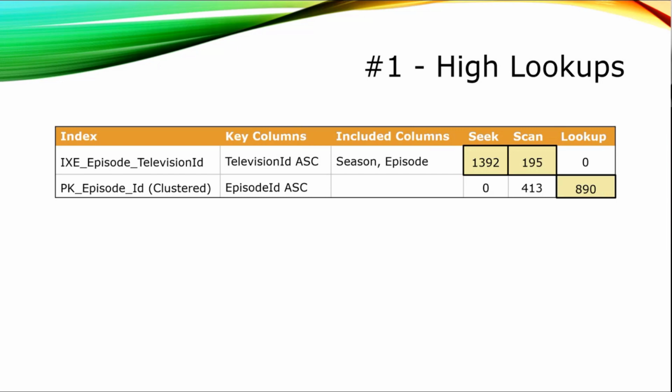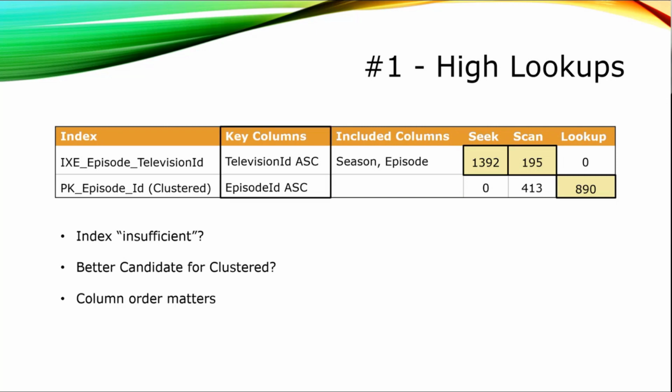We're looking at this relationship, seeks and scans on the non-clustered index compared to the lookups on that clustered index. And the first thought is usually, oh, well, my index just isn't big enough. It's not sufficient. It doesn't give me everything I need every time. But let's try to avoid that. Instead, maybe we found a better solution for a clustered index, right? Because column order matters here.